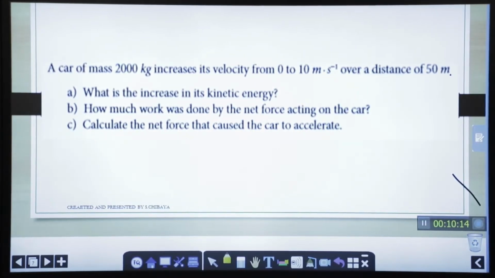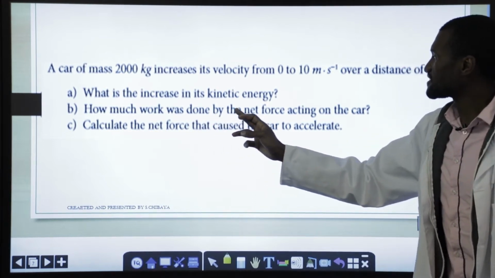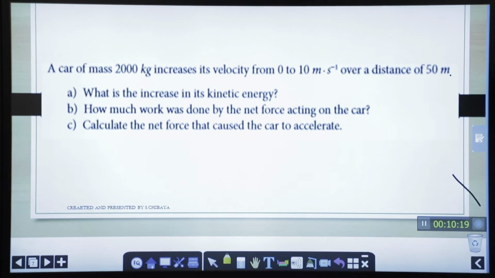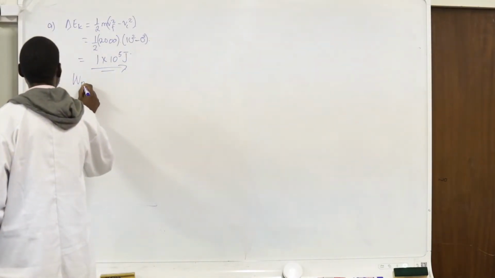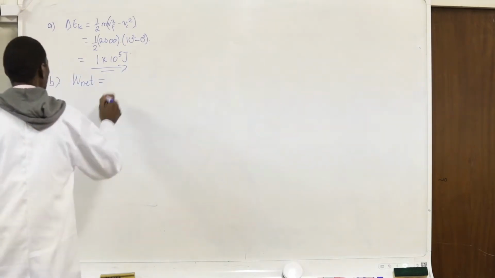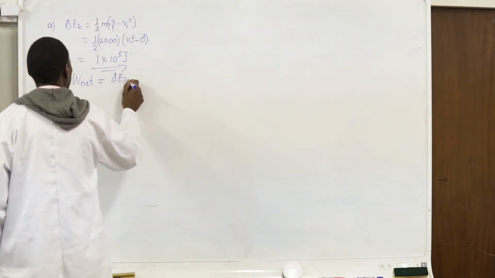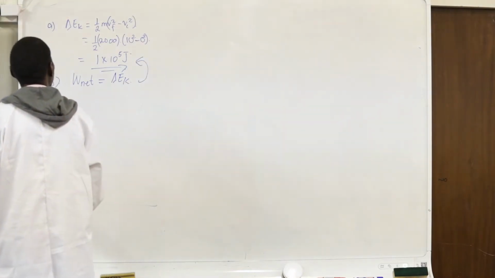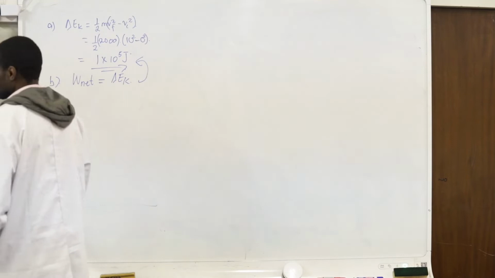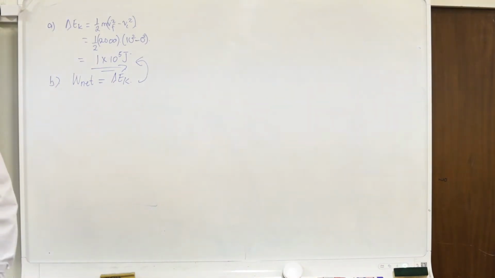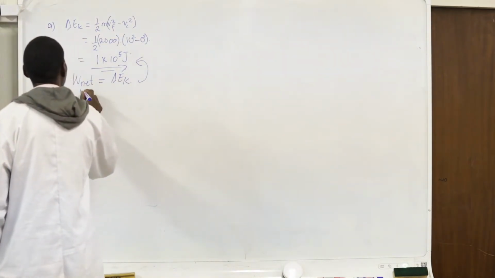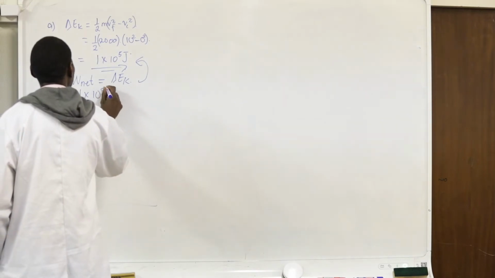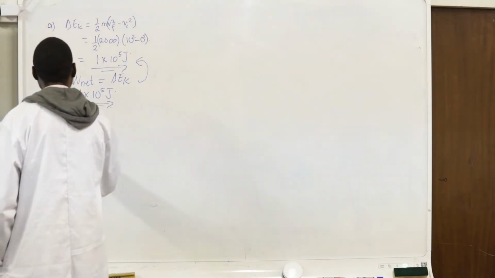Next question says, how much work was done by the net force acting on the car? What do we know? We know that W net, the work done by the net force, is equal to the change in Ek. What did we just calculate there? We just calculated the net work, and it is equal to the same value as in A, which is 1 multiplied by 10 to the power of 5 joules. There is our answer.